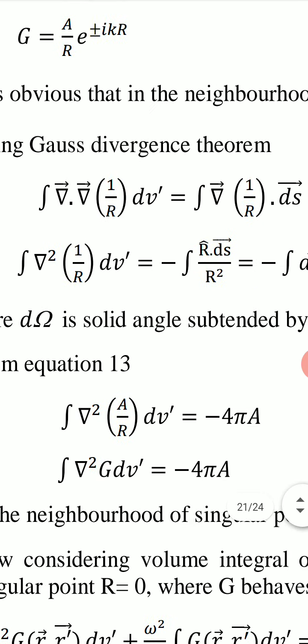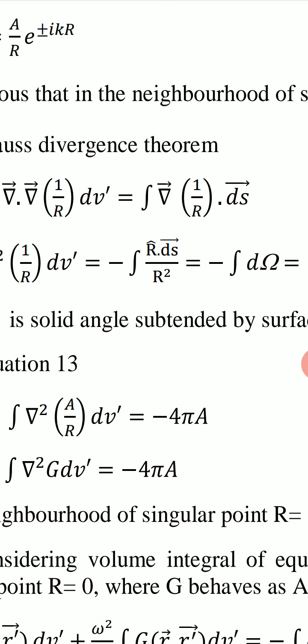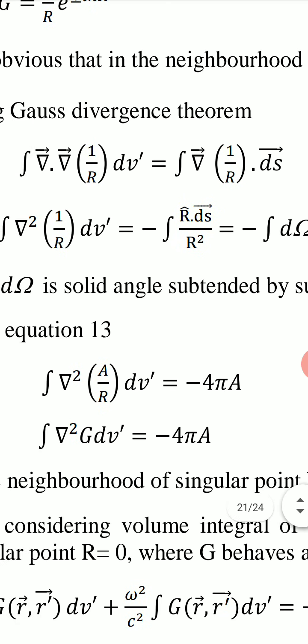Now using Gauss divergence theorem, we have integral del dot del 1 upon r dv dash equal to integral del 1 upon r dot ds. Assume del 1 upon r as a vector. Then in right hand side we have integral a vector dot ds vector. This is surface integral, and according to Gauss divergence theorem we can convert this surface integral of right hand side into volume integral of left hand side.